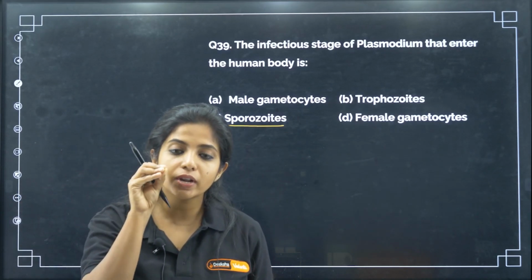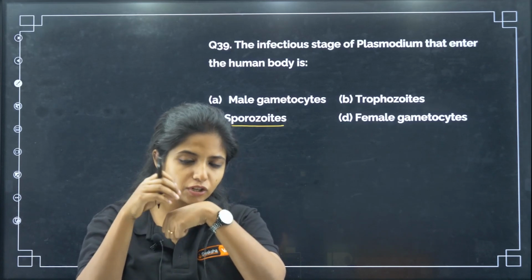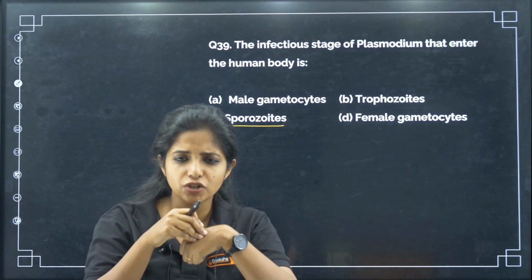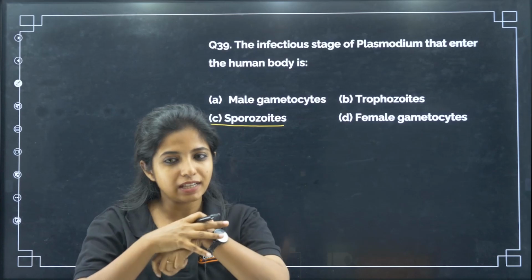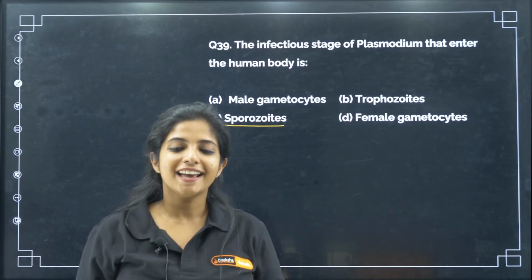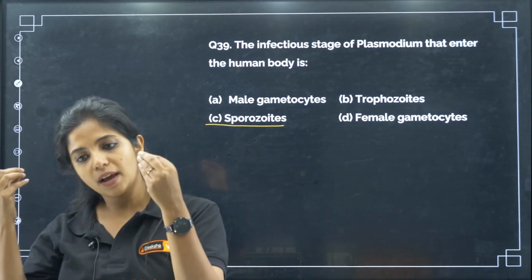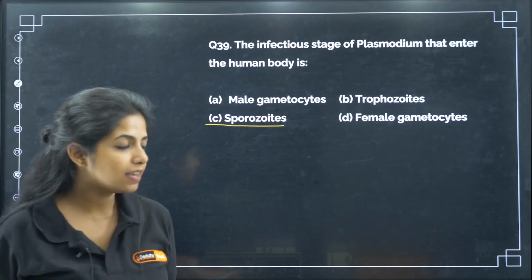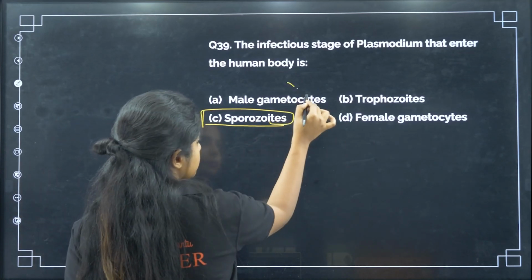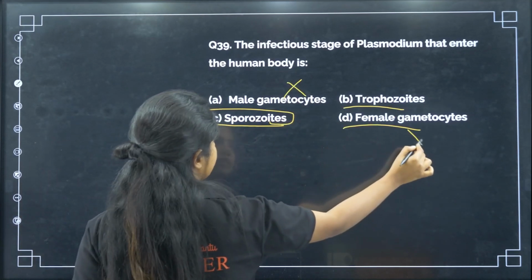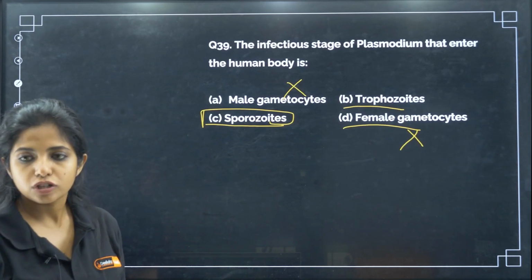Now, from the salivary gland, when the mosquito bites us, it releases some saliva because saliva has anti-clotting agents, right? And with that, sporozoites come inside our body, go into the liver cells and damage them, then go into RBC, damage them, and so many things happen. So it is the sporozoite stage, not male gametocyte, not trophozoite, not female gametocyte.